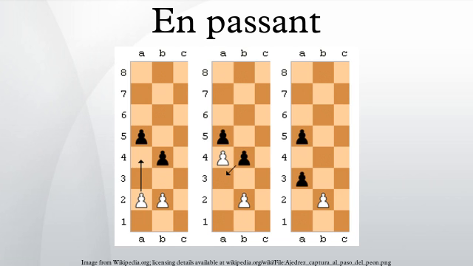If black plays 1... cxd3 e.p., white exploits the newly opened a2-g8 diagonal with 2. Qa2+ d5 3. cxd6 e.p.